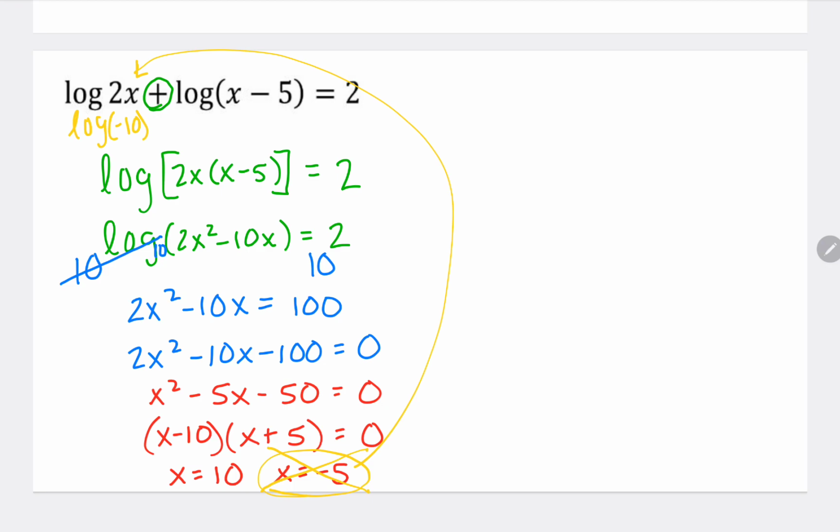But when I plug in 10 over here, I get log of 20. And when I plug in 10 to the other one, I get log of 5. You can take the log of both of those numbers, so 10 is a solution, but negative 5 was not.